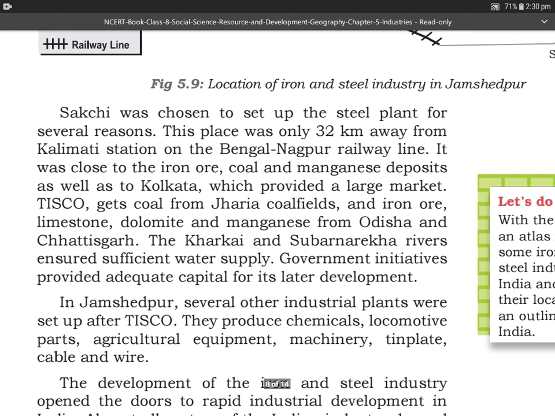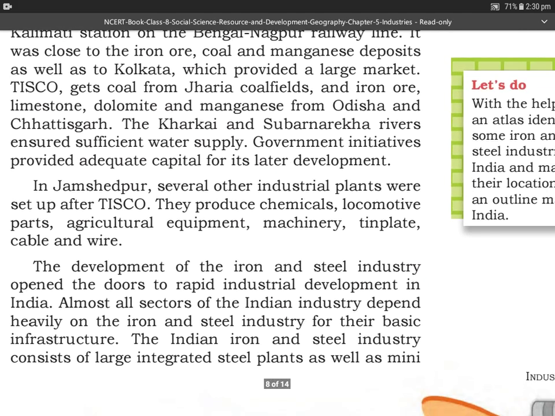In Jamshedpur, several other industrial plants were set up after TISCO. They produce chemicals, locomotive parts, agriculture equipment, machinery, tin plates, cable and wire. So these are all beneficial industries. They are taking the outputs of the iron and steel industries and using them for their manufacturing. The development of the iron and steel industry opened the doors to rapid industrial development in India. Because if one industry is developed, then it will give chances to other industries also. So in this way, rapid industrialization became possible in India.